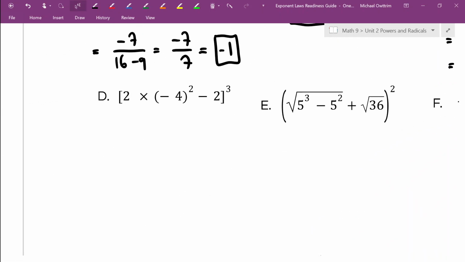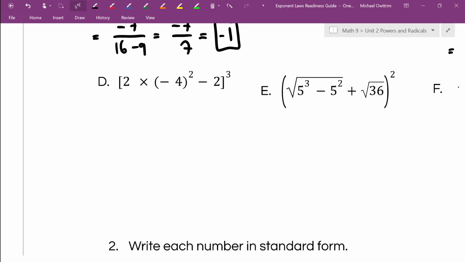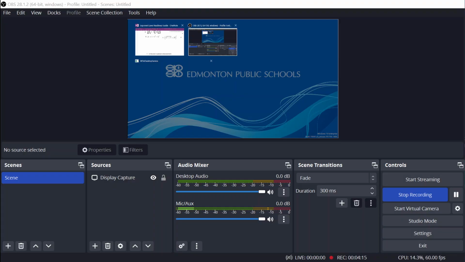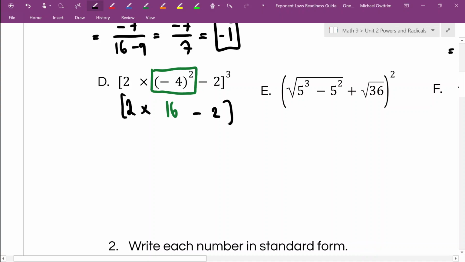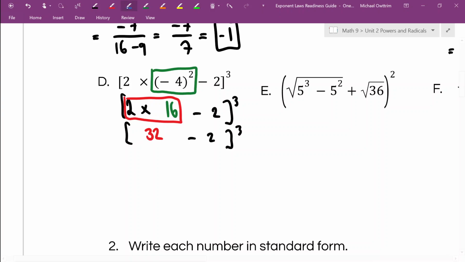Okay, next one here is going to be our question D. So again, we're going to start inside the brackets there. We're going to do our exponent inside the brackets first. So our negative 4 squared would be negative 4 times negative 4, which is positive 16. Next, we'll do our multiplication inside the brackets. So 2 times our 16 is going to be 32. And 32 take away 2 is going to be 30.